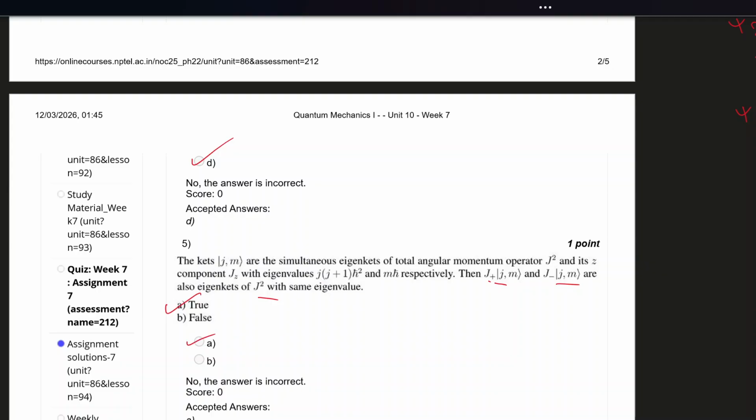Now question number 6 is: one real operator A satisfies the equation a squared minus 5a plus 6 equals 0, then is A an observable? First of all, this is a very basic condition in quantum mechanics: for an operator to be an observable, it must be a Hermitian operator. Why? Because Hermitian operators have the property that their eigenvalues are always real, and eigenvectors corresponding to different eigenvalues are orthogonal to each other. That is the basic condition for Hermitian operators.